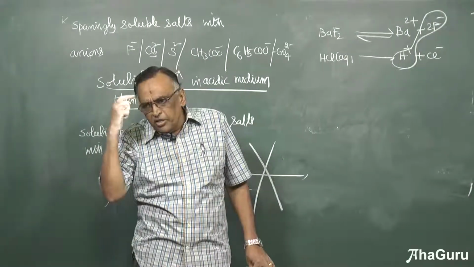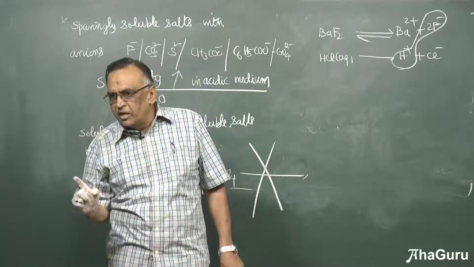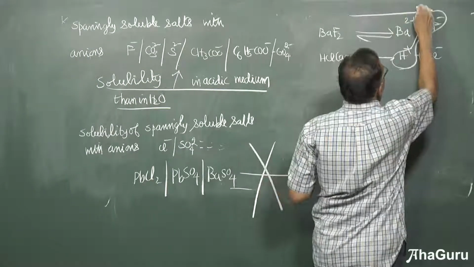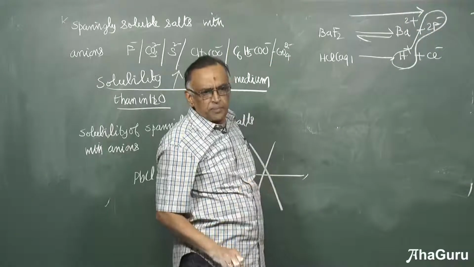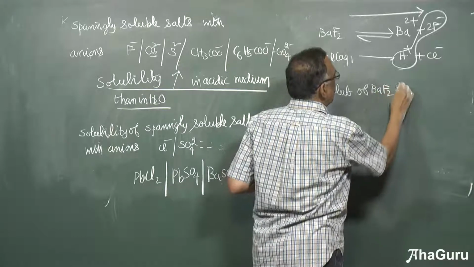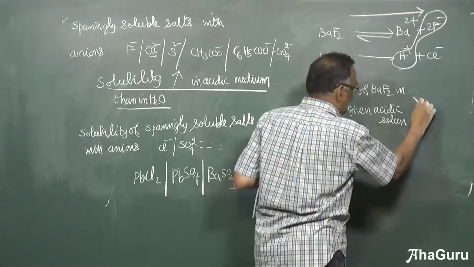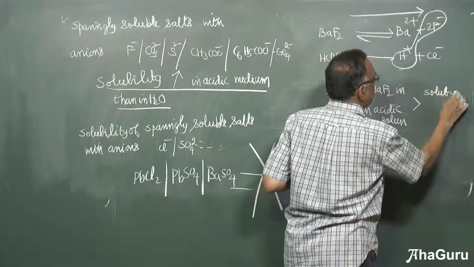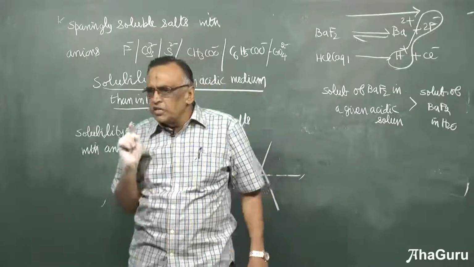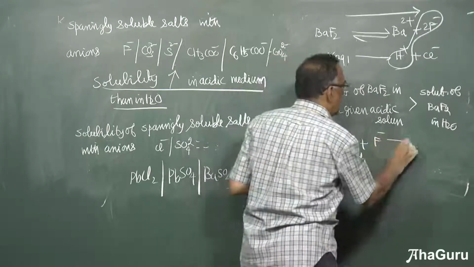So what does Le Chatelier-Brown principle say? If you remove one of the products from equilibrium, it will favor the forward reaction. What does it mean? The solubility is increased. You understand? It is equivalent to removing fluoride ion, so the equilibrium is shifted from left to right, which means the solubility of barium fluoride in a given acidic solution is more than the solubility of barium fluoride in water. Why? The added H plus combines with fluoride ion to form a weak acid HF.